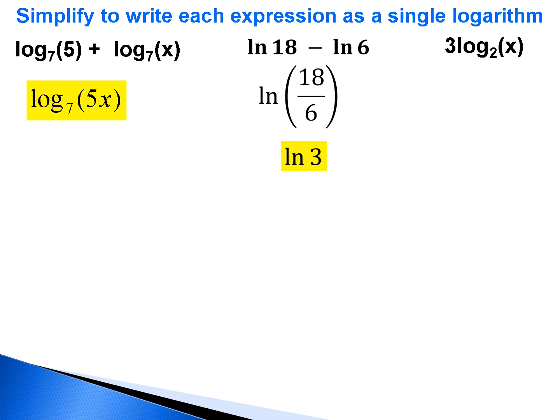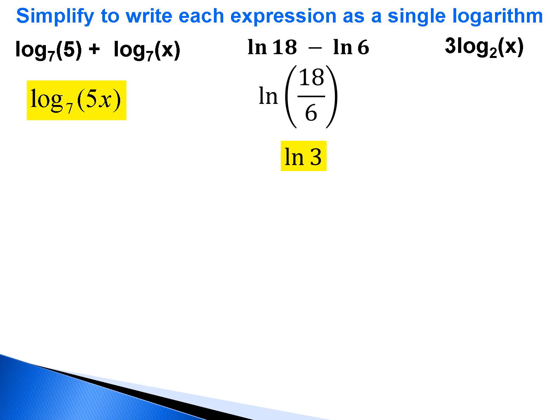Okay, last example. This one is 3 log base 2 of x. Now, really, that's not how we read it. So let's talk about how we really read it. We see that as 3 times log base 2 of x. So this one isn't multiple logs, but it's a log with a leading coefficient, I guess, if you will. It's being multiplied by a factor.